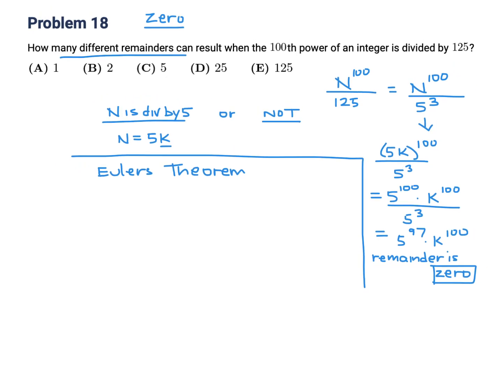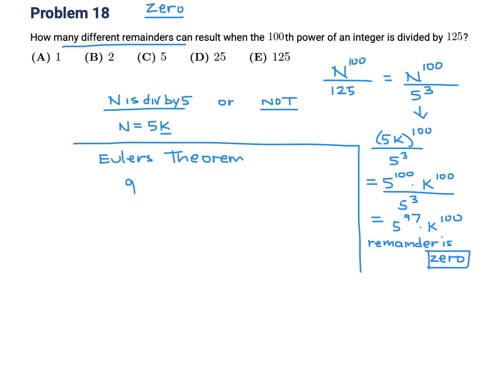Okay, so it says that if the greatest common divisor of two numbers, a and n, is equal to 1, two numbers that have a GCD equal to 1, then a to the power of phi of n, this is called phi or phi, however you pronounce it, is equivalent to 1 mod n. So I'll explain with an example.